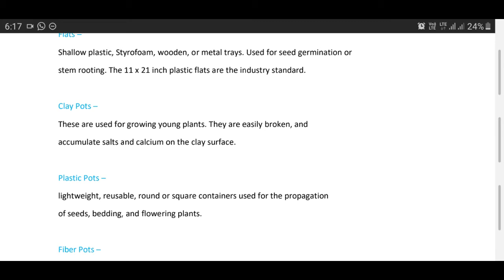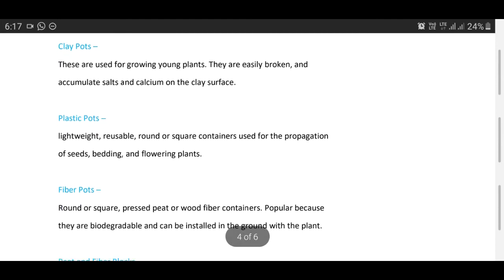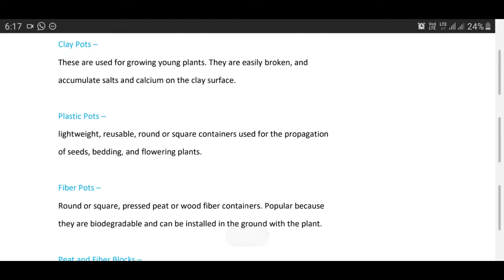Clay pots: these are used for growing young plants. They are easily broken and accumulate salts and calcium on the clay surface. They are generally used in all nurseries. Plastic pots: light in weight, reusable, round or square containers used for the propagation of seeds, bedding and flowering plants.